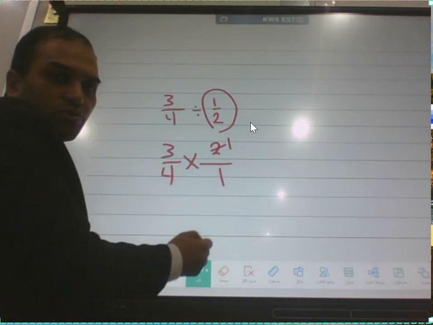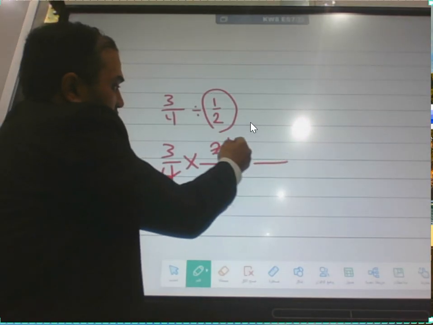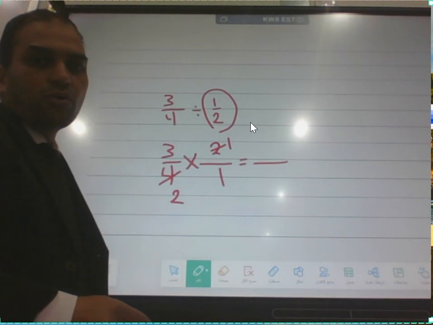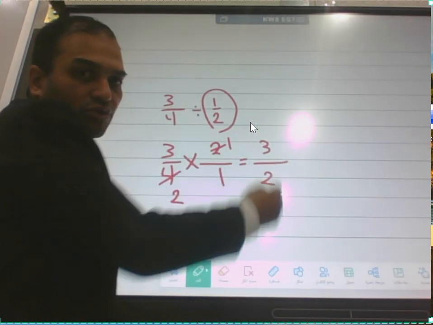And next step, you can simplify numerator with denominator here. 2 divided by 2 equals 1, and 4 divided by 2 equals 2. Next step, you can multiply numerator by numerator and denominator by denominator. 1 times 3 equals 3, and 1 times 2 equals 2. Then 3 over 2 you can simplify.